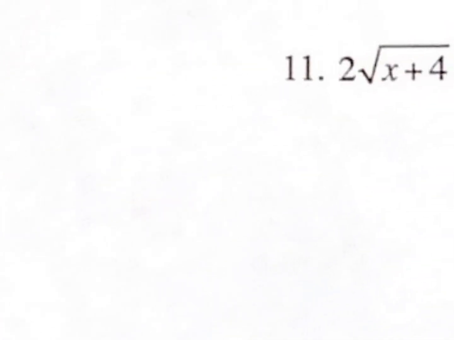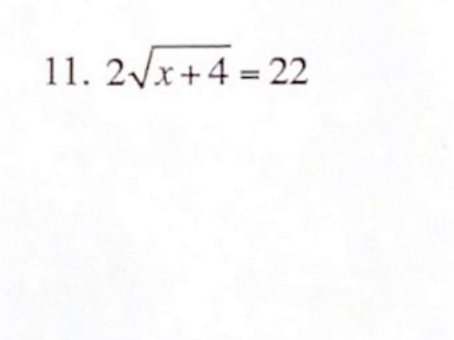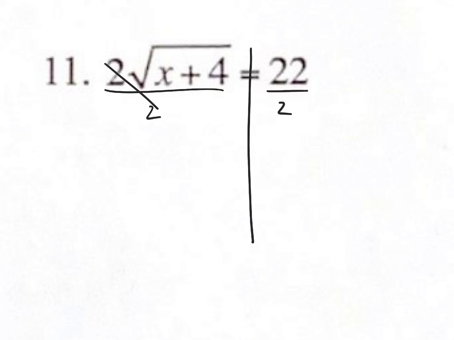All right, last equation here. I've got 2 square root of x plus 4 equals 22. So when I have something with my square root, I have to get rid of it first. So first thing we're going to do is divide by 2 on both sides. Then I'm left with the square root of x plus 4 equals 11. How do I get rid of the square root? I square both sides.